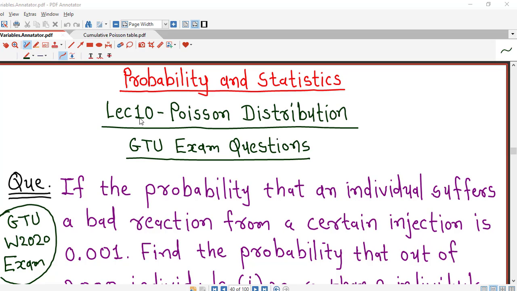Hello friends, I welcome you in lecture number 10 on Poisson distribution. In this lecture we will discuss one more problem which was asked in GTU 2020 examination.